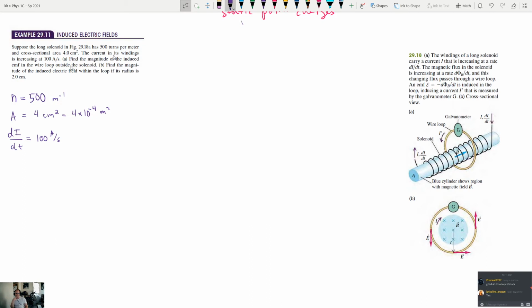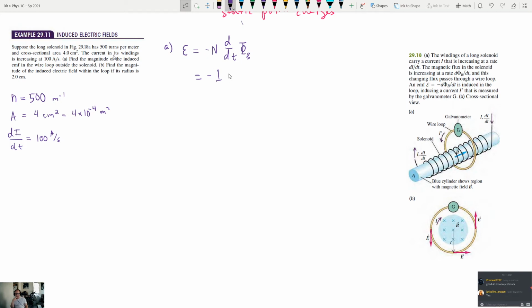It says find the magnitude of the induced EMF in the wire loop outside the solenoid. So the first thing we're going to do is find the induced EMF here. That part's pretty easy. We've done these kind of problems in the past. So the induced EMF is given by negative N times d phi dt. So N is 1. N is the number of turns in the coil that's having the current induced in it.